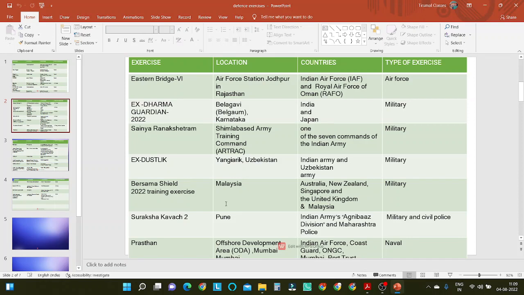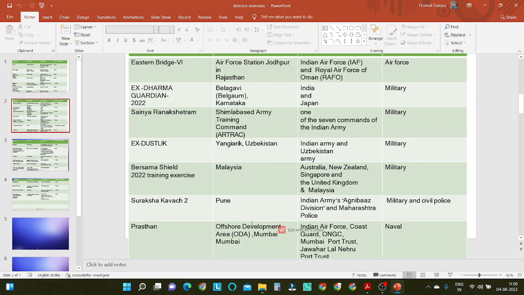The next exercise is exercise Prasthan. Like the previous exercise, only Indian forces are taking part: Indian Air Force, Coast Guard, ONGC, Mumbai Port Trust, Jawaharlal Nehru Port Trust. So in this, though it is a naval exercise, the Indian Air Force along with the Coast Guard, like the Air Force and naval both, are taking part in this exercise. The exercise name is Prasthan.